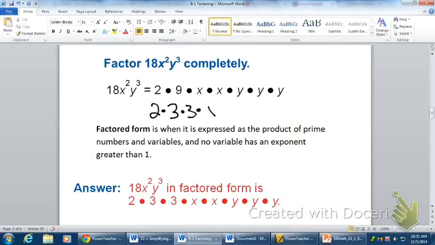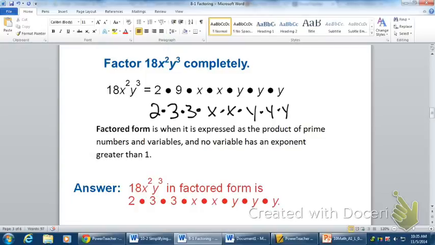Okay, so I'm gonna finish writing those x and y's. They've already done that for me with the variables. That's already completely factored. Okay. Now, my 3, are they prime numbers? Yes. So now we are completely factored. Look at the very bottom where it says it gives you the answer right there in factored form, the same exact thing that I got up there. All right.